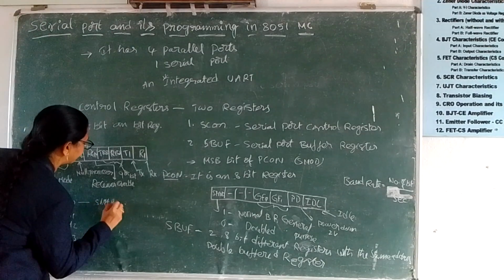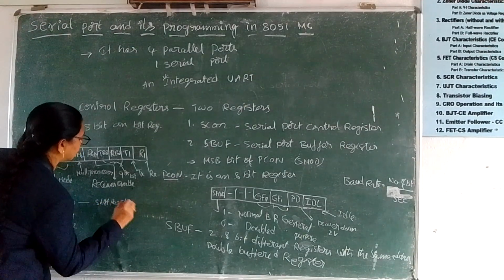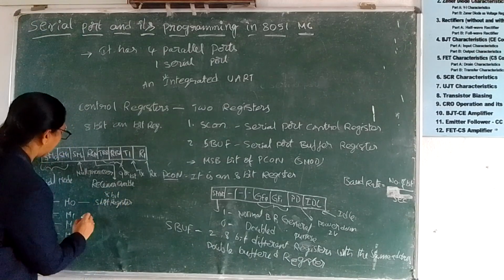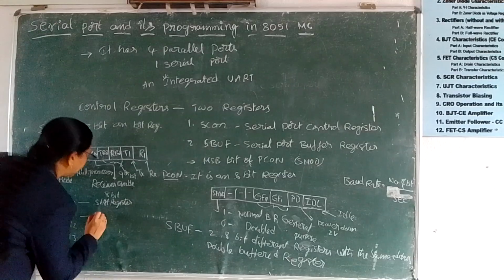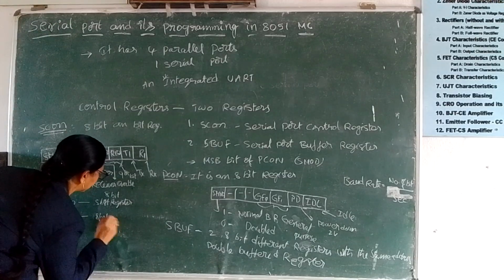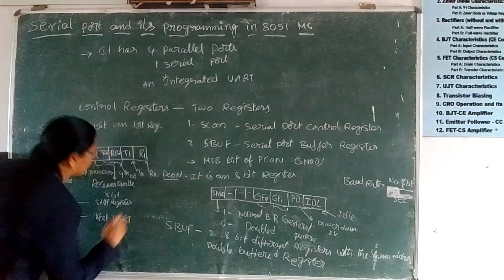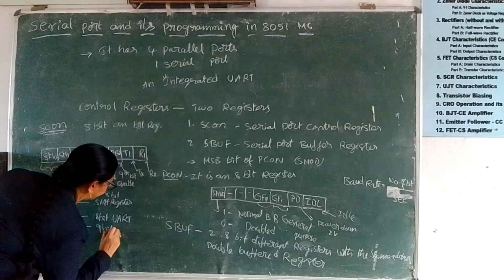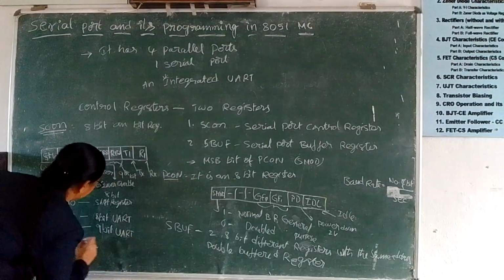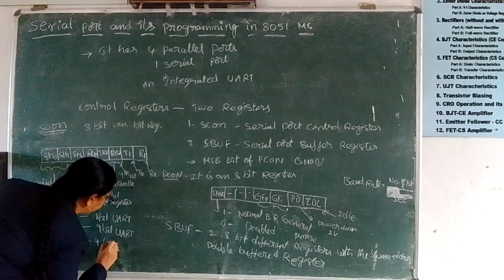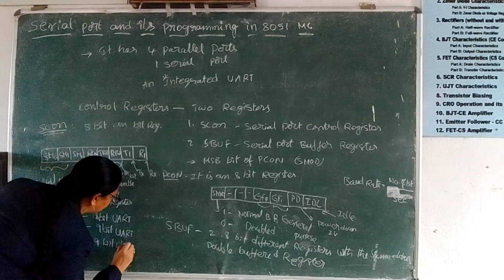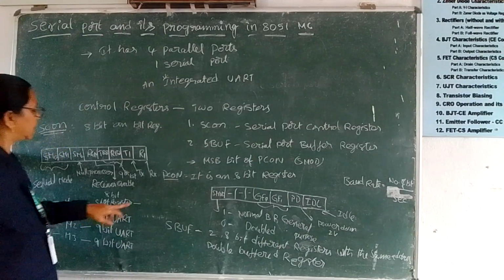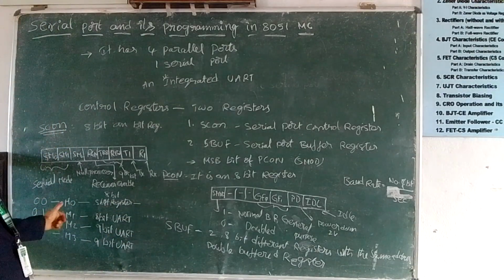In mode 0, it is an 8-bit shift register. In mode 1, it is an 8-bit UART. Here it is a 9-bit UART. Here also a 9-bit UART. In the 8-bit UART, the baud rate will be discussed.